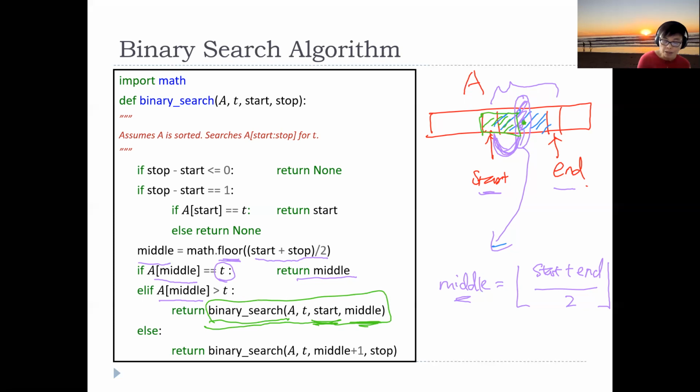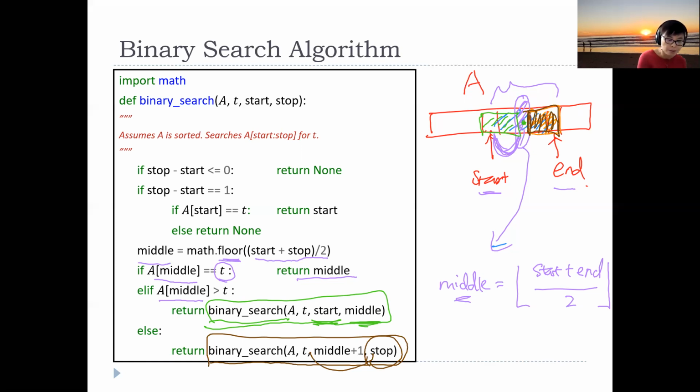Otherwise, if what I store here is smaller than my target T, that means what I'm looking for must lie within the right portion, this orange portion. Orange is not very obvious, so let me use this brown maybe. It must be in this portion. In this case, I recursively call the same function, searching for our target T within the portion from the middle till the end, this brown portion. So that's the recursive part of the algorithm. But our algorithm has more than that.